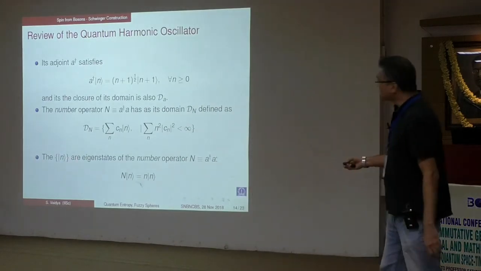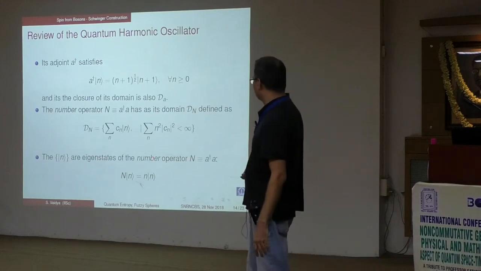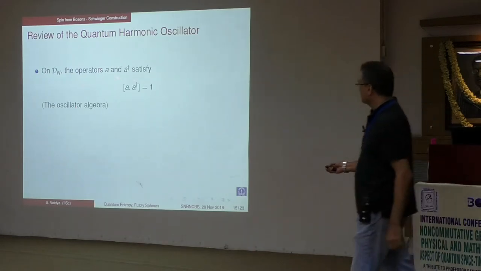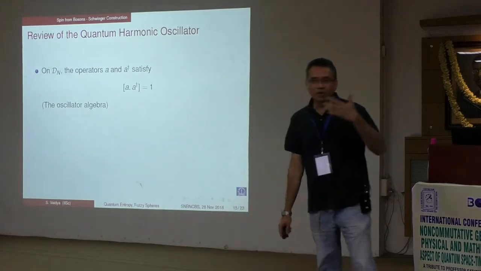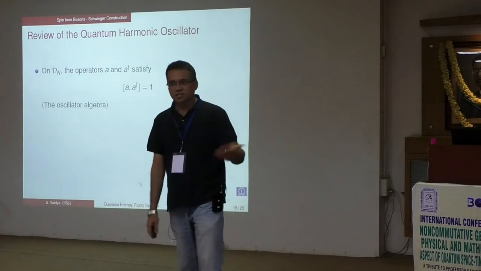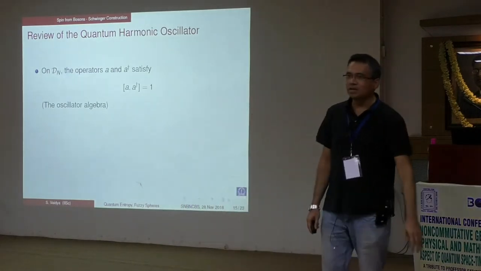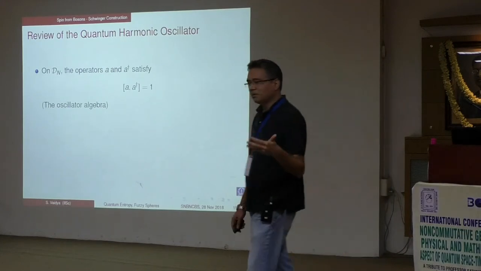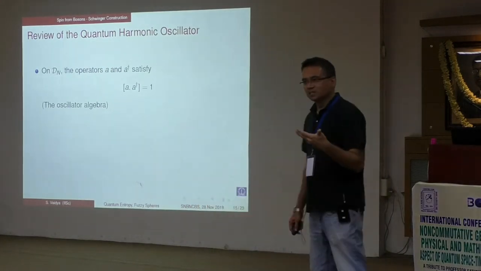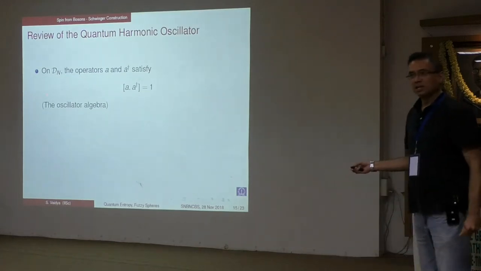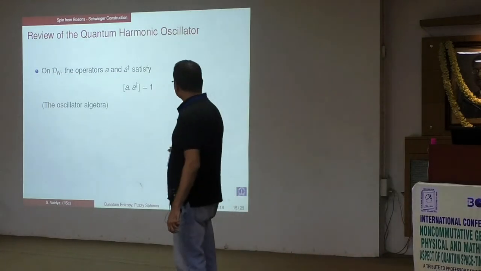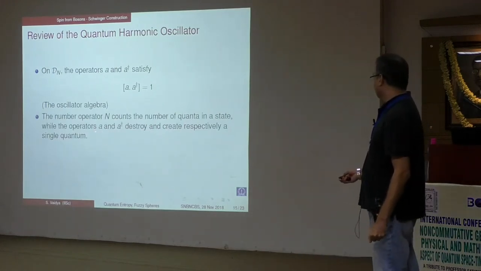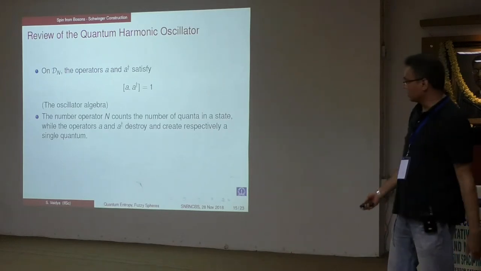Now, the basis states that I wrote down are eigenstates of the number operator. And on DN, these operators A and A dagger satisfy this commutation relation. So something that we tell our students straight off the bat, that the commutator of A and A dagger is 1, has to come with this entire subtext about domains. If you are not careful about discussing these domains, you can very easily construct examples of situations where you violate this commutator. This algebra goes by various names, oscillator algebra, for instance, and the number operator counts the number of quanta.